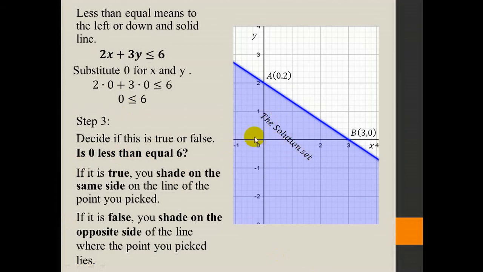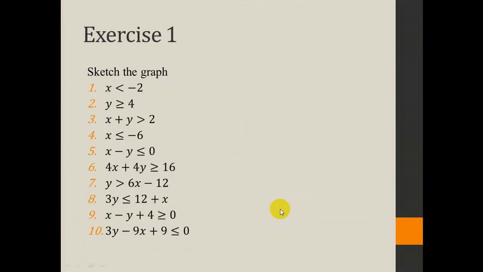Okay, everyone? So I think you understand from here. Okay, this one, exercise one. Exercise one is you need to sketch the graphs 1 until 10. You can do it in your book.